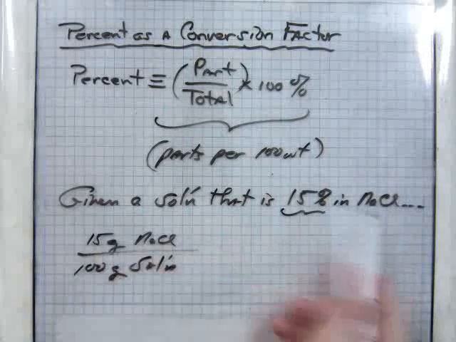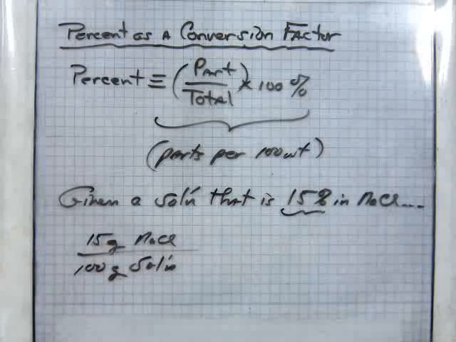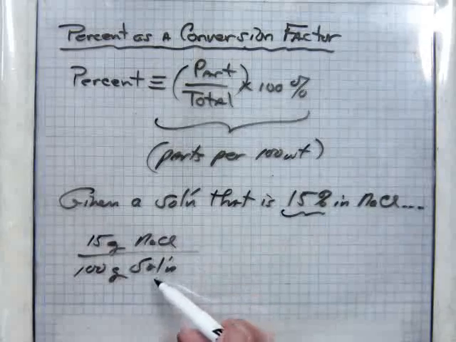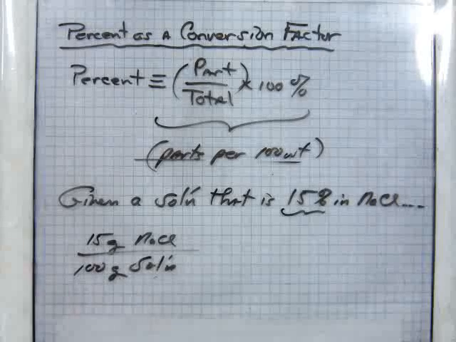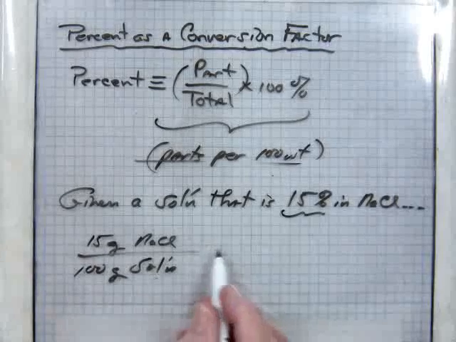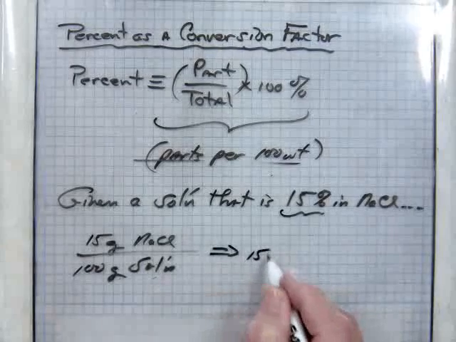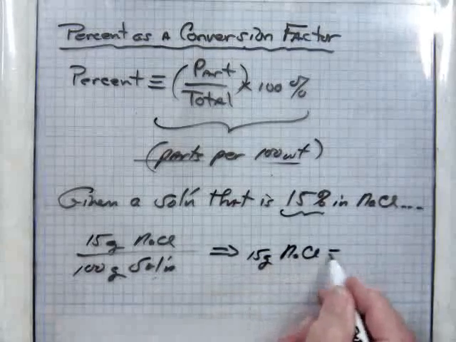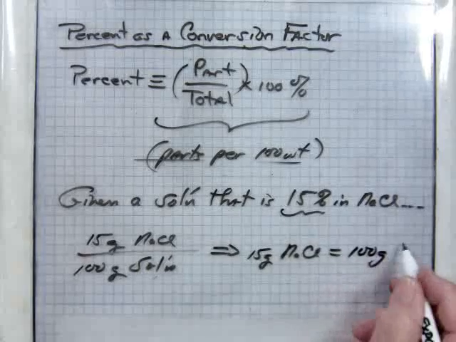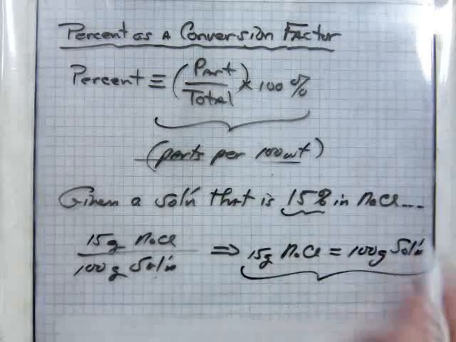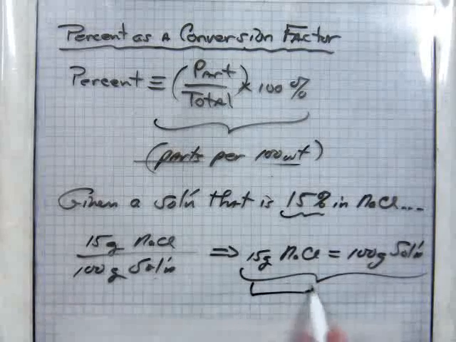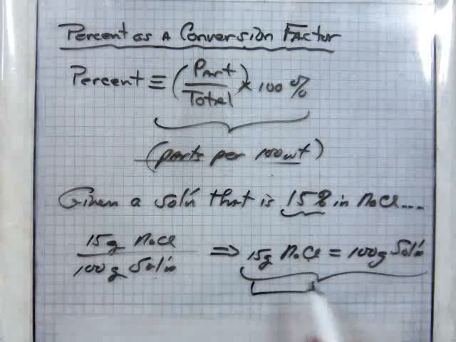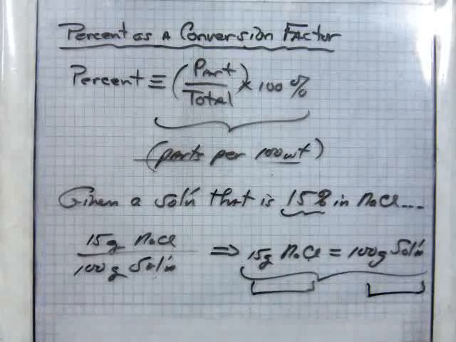So when we're talking about percentages, you need to translate that into parts per hundredweight is the way you should think about it. And in that context, it instantly gives you a conversion factor, which simply means you have 15 grams of sodium chloride is equal to 100 grams of solution. And that is a conversion factor just like 12 inches equal 1 foot, except that you're working the problem in grams of sodium chloride and grams of solution.